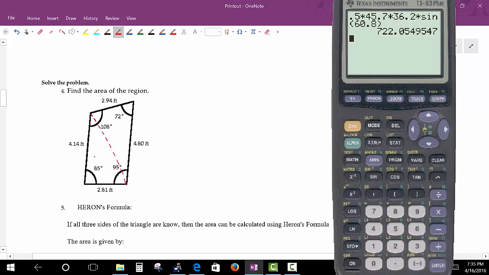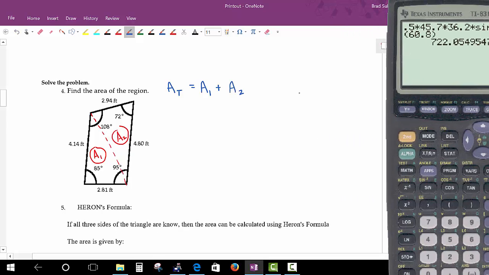I'm going to call this A1 for the area of this triangle, and I'm going to call this A2 for the area of that triangle. The way I'm going to compute this is I'm going to say the area of the total quadrilateral is going to be the area of this triangle plus the area of the second triangle. So all I really need to do is compute each of these areas.